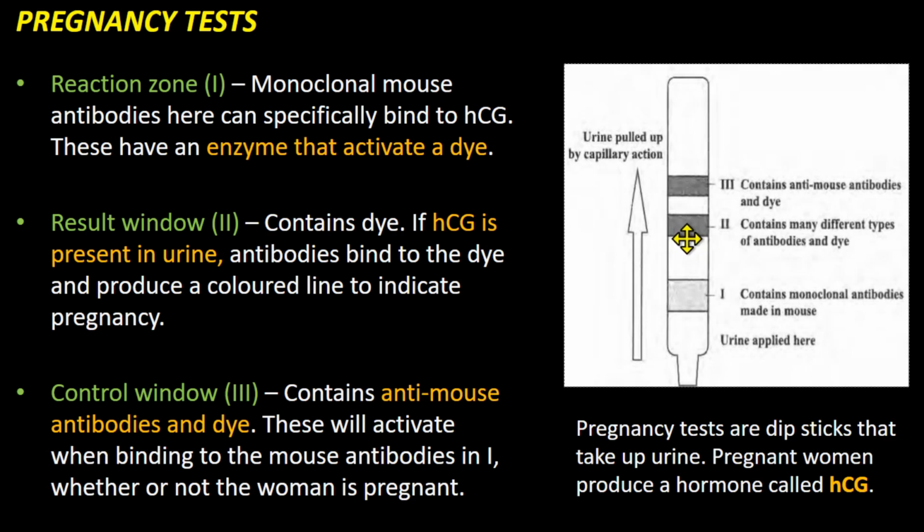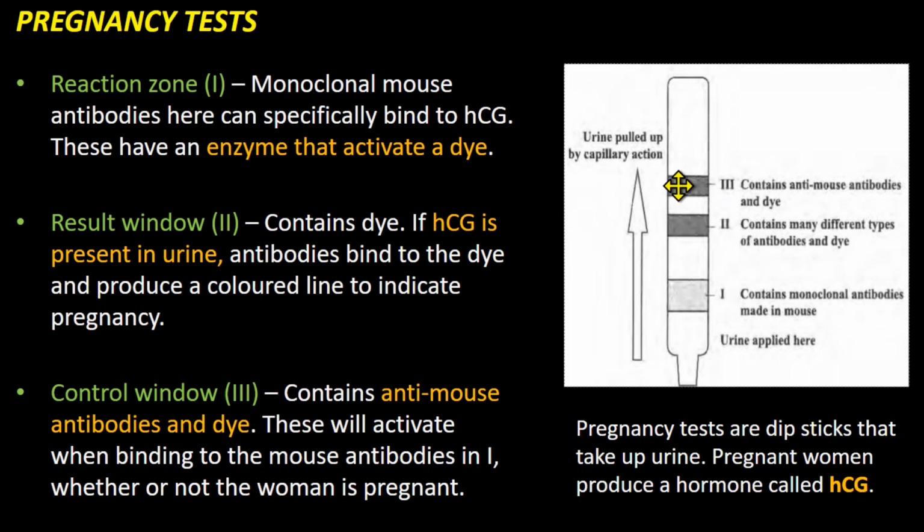So if there's HCG present in the urine, antibodies are going to bind to the dye. If there's no HCG, it's not going to bind to the dye. So if there's HCG, it's going to bind to the dye, and this is going to produce a colored line to indicate pregnancy. So 3 is the control window, and this contains anti-mouse antibodies and dye. Now remember, in the reaction zone here, we had mouse antibodies. So in part 3 now, we don't need to have HCG reacting with these antibodies here. Since they are mouse antibodies, they are going to react with the anti-mouse antibodies. So it doesn't matter whether or not the woman is pregnant, the reaction is still going to occur here with the dye. So you're still going to get a line here whether or not the woman is pregnant. So this is why it is called the control.